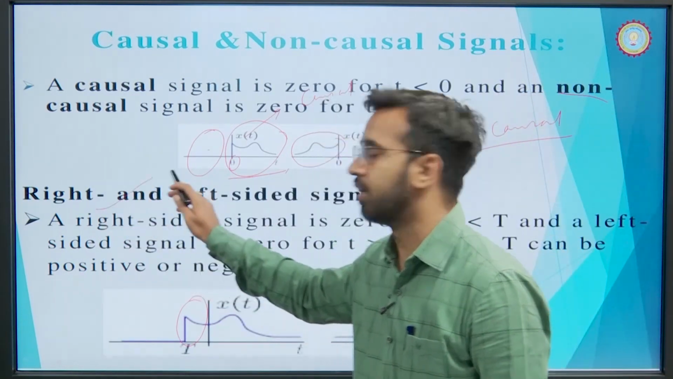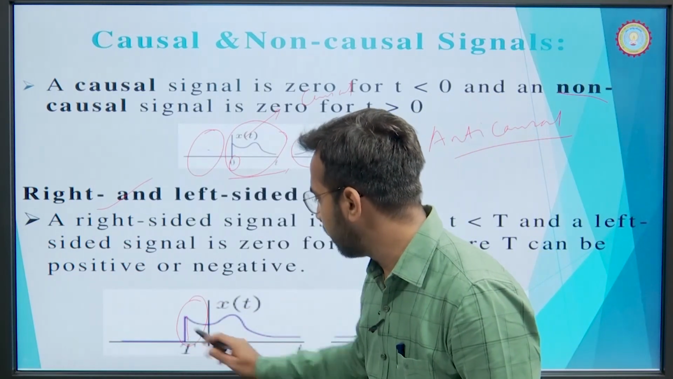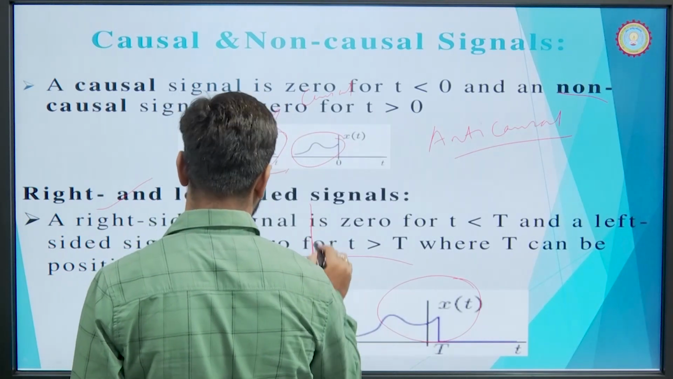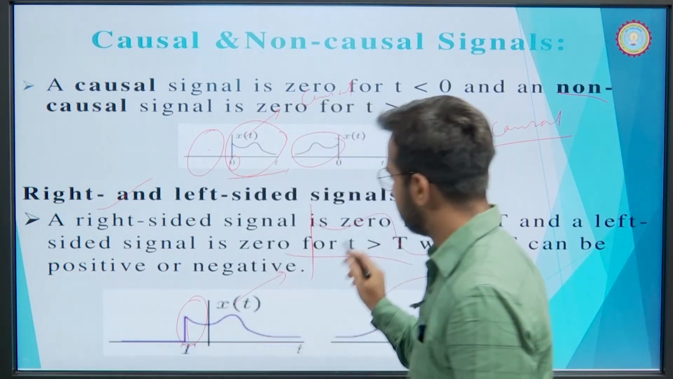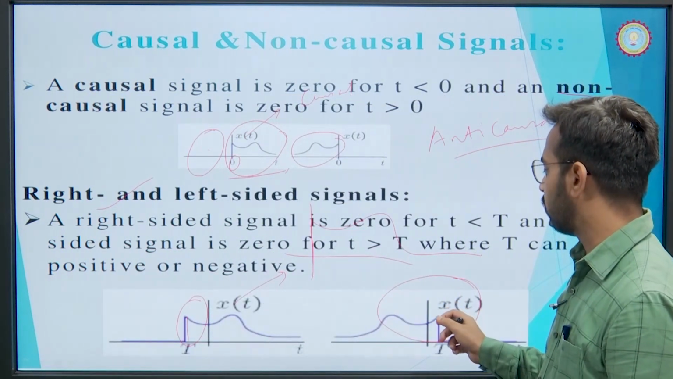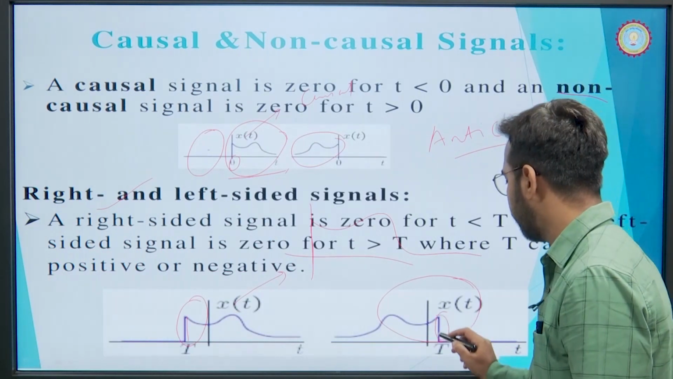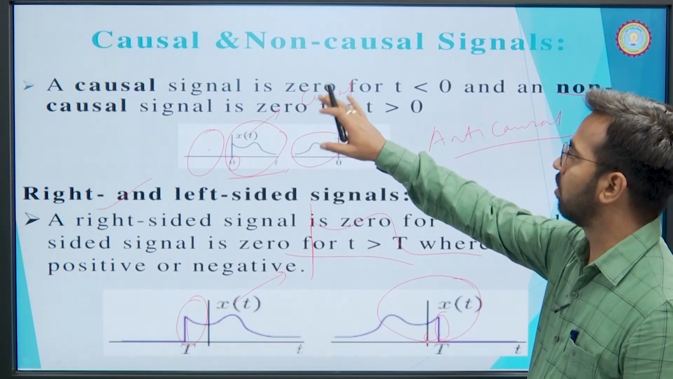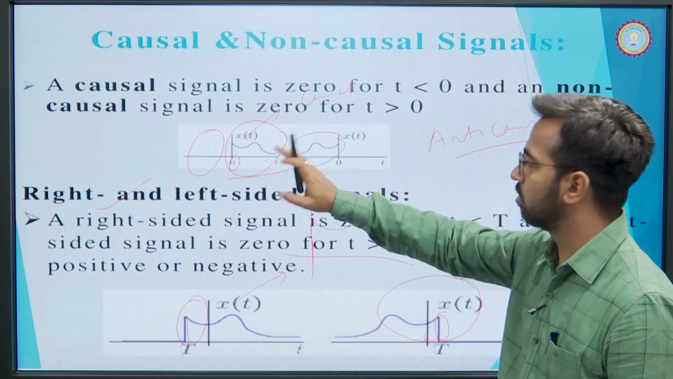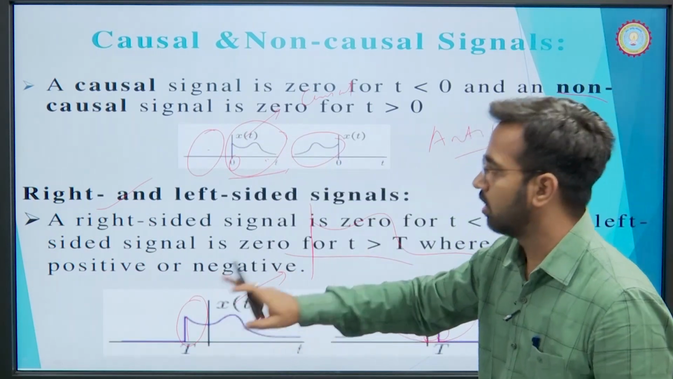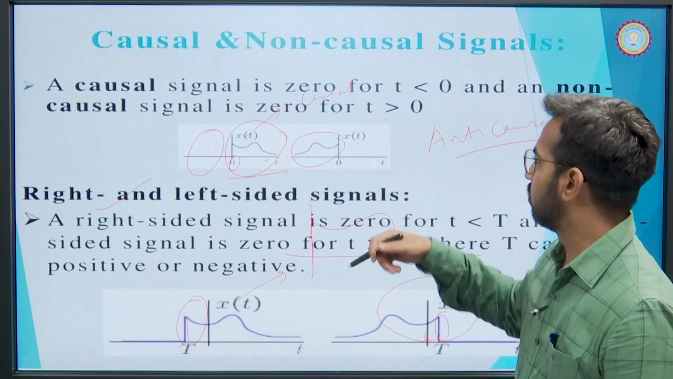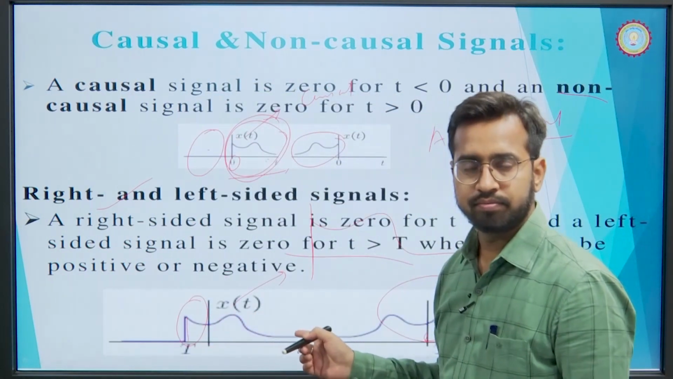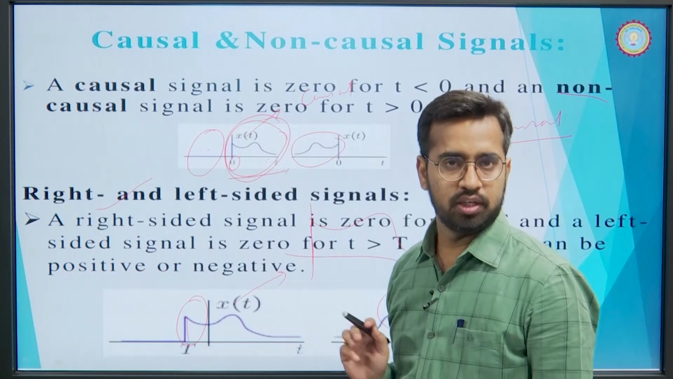For example, if a signal is right handed, it may start from here. If we want to represent this signal as causal, what can we do? We will shift this signal here and then we can call the signal causal. Similarly, if we want to call the signal non-causal, we will shift this point to 0 and it will become non-causal. So, this is the basic difference between causal and non-causal. We can also call this signal a right hand signal, but we cannot call a right hand signal causal. So, finally we can write: all causal signals are right handed, but all right hand signals are not causal.